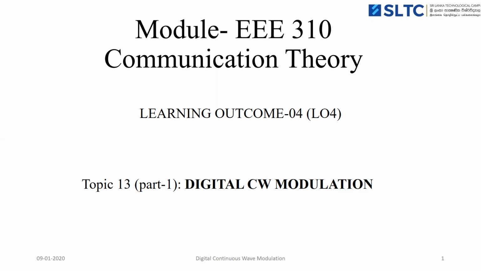Okay, so today's topic is digital continuous wave modulation. We call it continuous wave modulation because the input signal for this modulation is rectangular pulses. For example, we can use non-return-to-zero unipolar rectangular pulses or non-return-to-zero bipolar rectangular pulses as the input signal. But in digital modulation techniques, the input signals are binary bits, either zeros or ones.